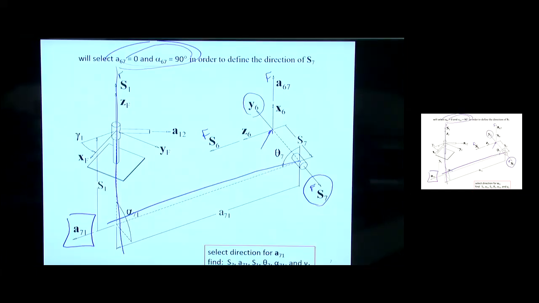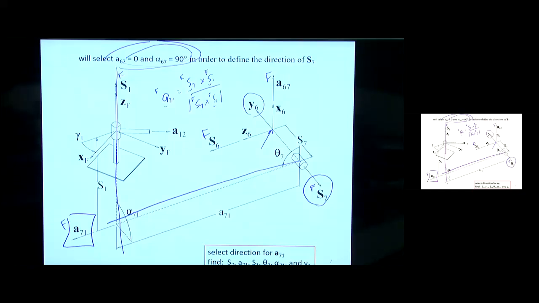Do I know S1 in the fixed? Yeah, 0, 0, 1. Hey, I'm going to do this. A71 in the fixed, I could go S7 cross S1 and then unitize it. Or I could have it S1 cross S7. It's my choice. So I'm going to pick one. I'll probably pick that one in the book. So yeah, I now know this, what I chose for that.